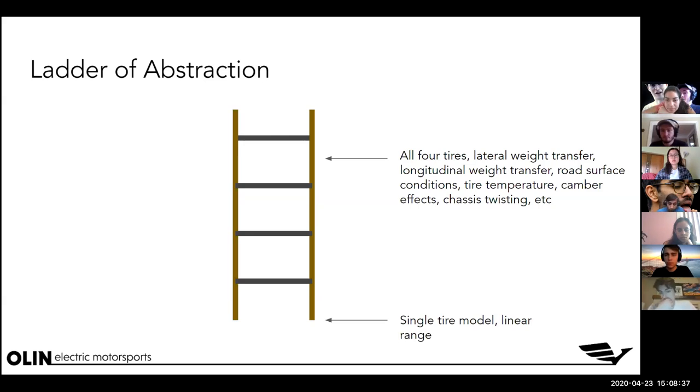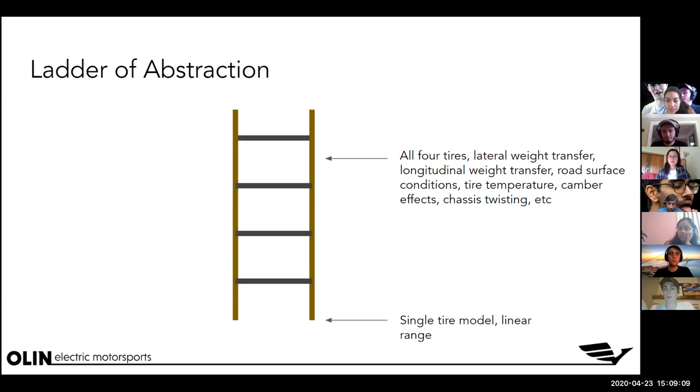For our case, when thinking about vehicles, the most abstracted version of a car is a single tire that can apply forces longitudinally and laterally, and we're only looking at the linear range of that tire. We're not worrying about weight transfer. We're not worrying about any of that crazy stuff. It's really just a point mass with forces that can be applied to it. If you remember the conversation we were having the other night, it's the same thing as a glider model. It's a super simple, super abstracted version of a car.